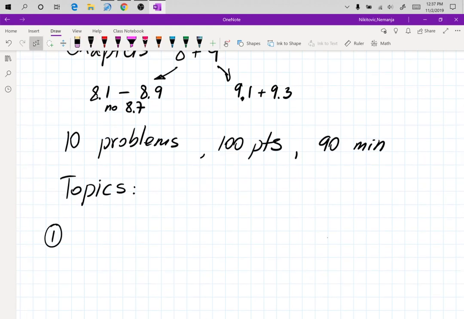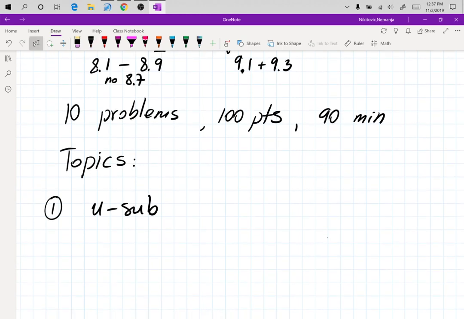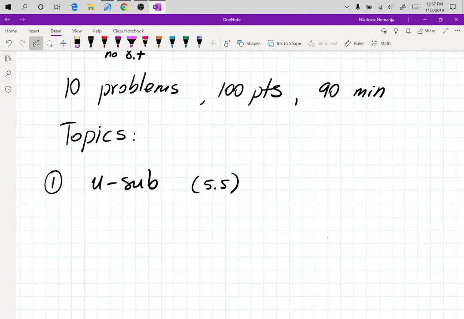I understand that U sub is not right here, but so many things depend on U sub that you are guaranteed to see it 3, 4, 5 times at least as a byproduct of other methods. So know your U sub. Plus, it does show up in 8.1 as well. I'll say 5.5 and 8.1, but it's everywhere.